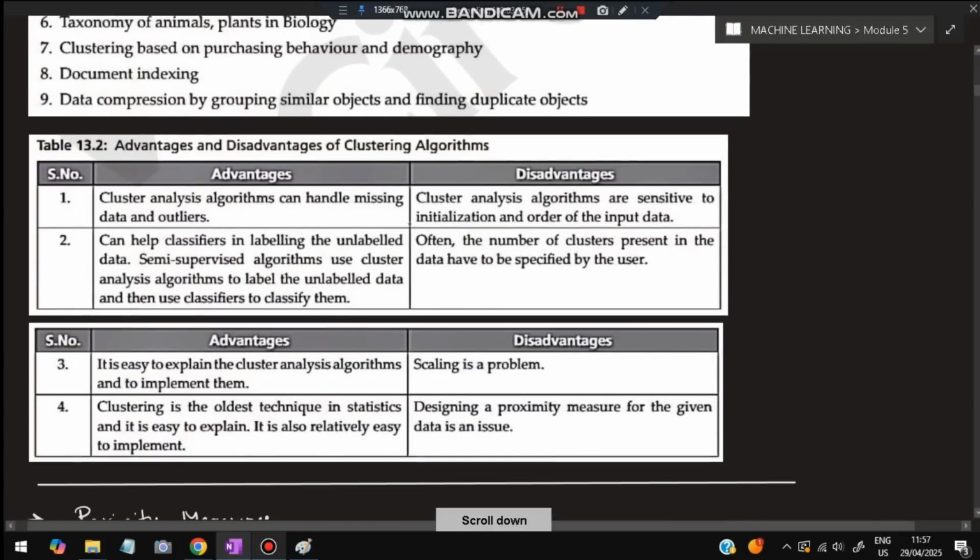Now, advantages and disadvantages of clustering. The advantage is that clustering algorithms can handle missing data and outliers.